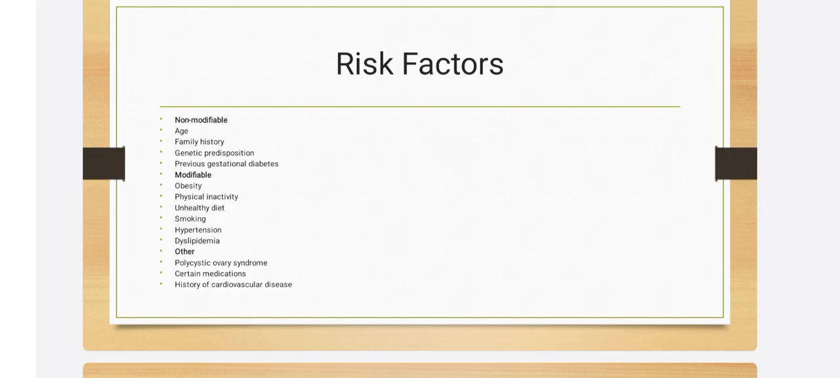Okay, next, risk factors. Some risk factors are non-modifiable. These include increasing age, family history, and genetic susceptibility. Other risk factors are modifiable. These include obesity, physical inactivity, and unhealthy dietary patterns. Hypertension and dyslipidemia are also frequently associated with type 2 diabetes. A history of gestational diabetes increases future risk of type 2 diabetes. Polycystic ovary syndrome is another important risk factor. Certain medications and endocrine disorders can also cause hyperglycemia.